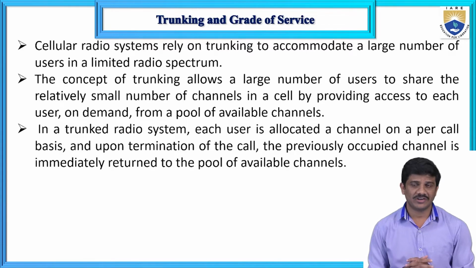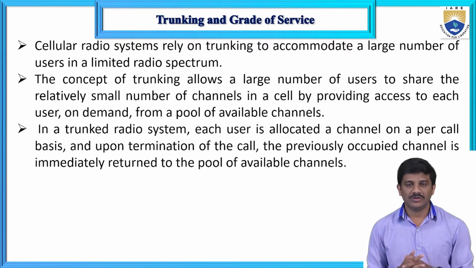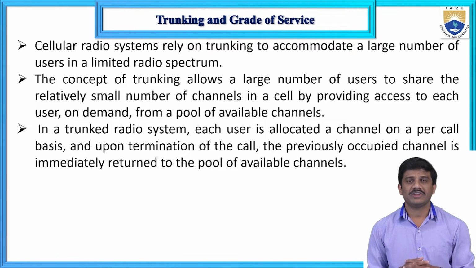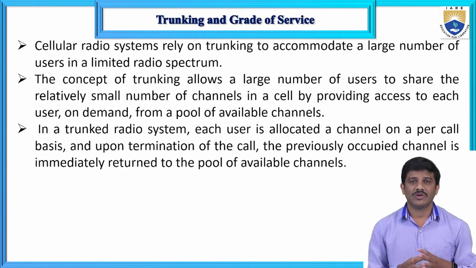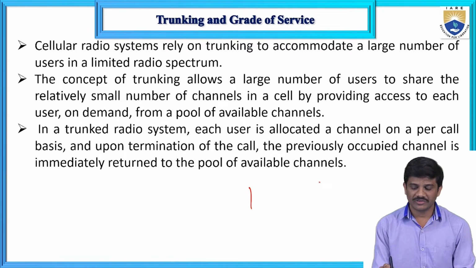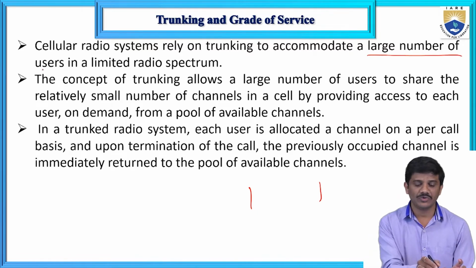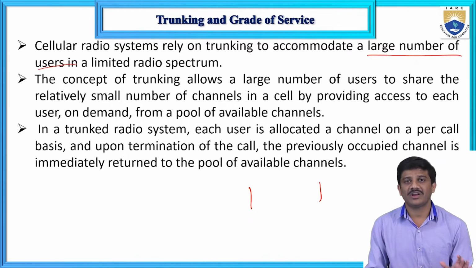First of all, what is trunking and what is the grade of service? In any communication system or any parameter, we can find out some quantity. For that we are using trunking and also grade of service. With the use of this, we can quantify the communication system. Cellular radio systems rely on trunking to accommodate a large number of users in a limited radio spectrum. For example, we have a bandwidth, and in this bandwidth we can allocate a large number of users.